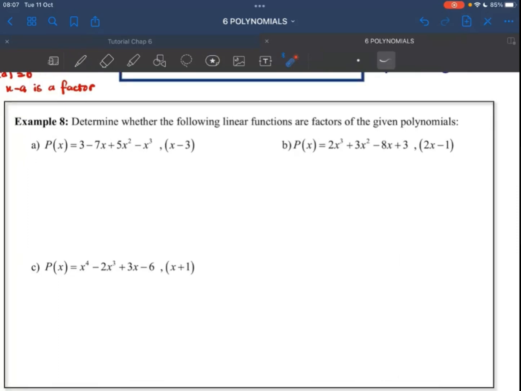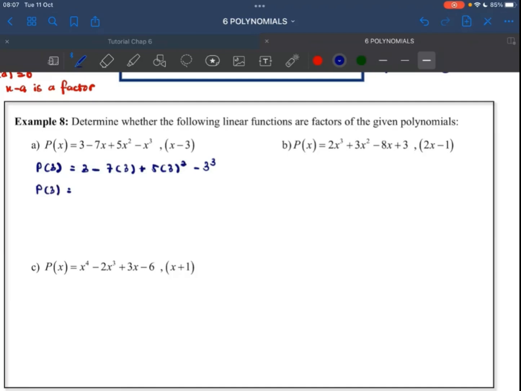Determine whether the following linear functions are factor of the given polynomial. So, is this a factor for P(x), x minus 3? So, macam mana kita nak tentukan dia? Just substitute the value a kita, which is a kita kat sini 3 lah. Okay, so x minus 3, so x equals to 3, a kamu ialah 3 lah. So, substitute dalam polinomial kita, 3 minus 7 times 3 plus 5, 3 square minus 3 cube. Okay, so kalau kira dekat sini, adakah kamu dapat 0? Dapat 0 ke tak?